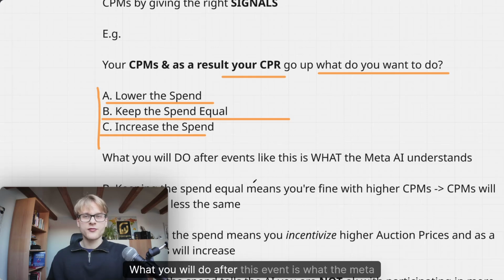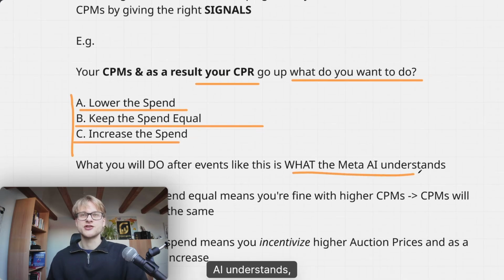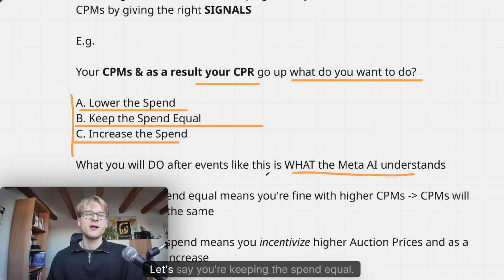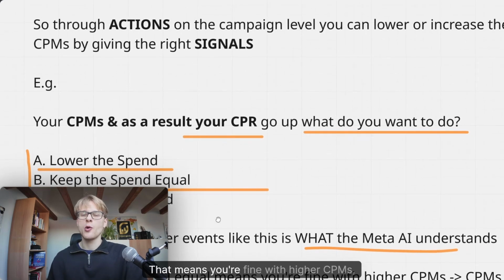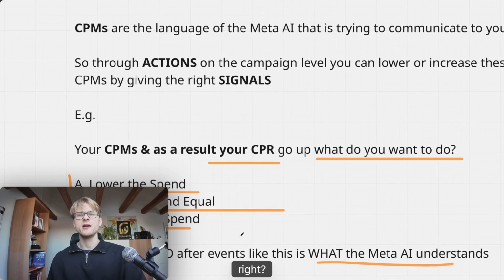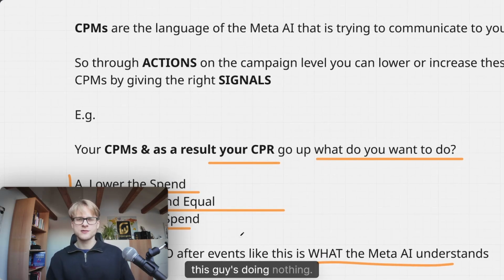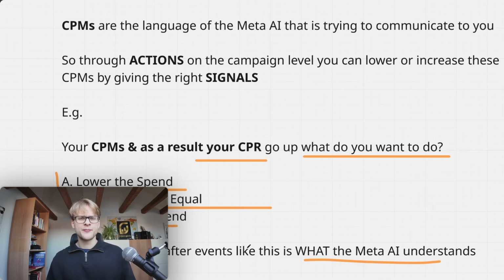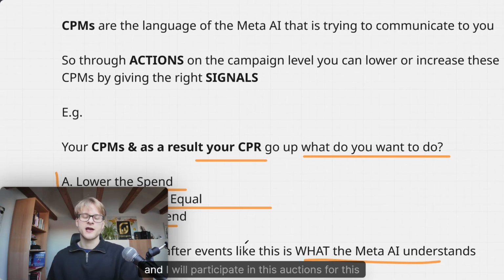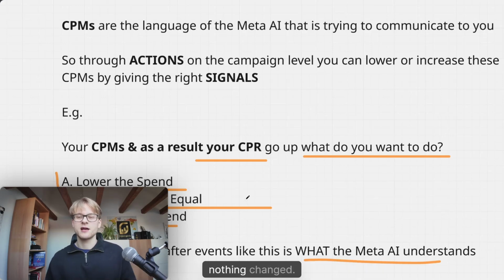What you will do after this event is what the Meta AI understands, okay? So be very careful about your actions. Let's say you're keeping the spend equal. You're doing nothing. That means you're fine with higher CPMs, right? CPMs go up, I do nothing. Meta AI thinks, okay, this guy's doing nothing, so I will stay in this exact same auction price range, and I will participate in these auctions for the price that I'm currently participating in because nothing changed.